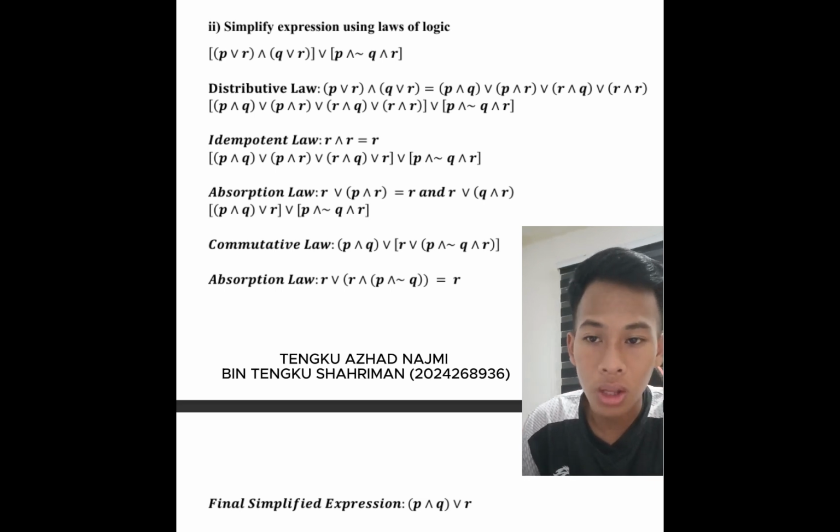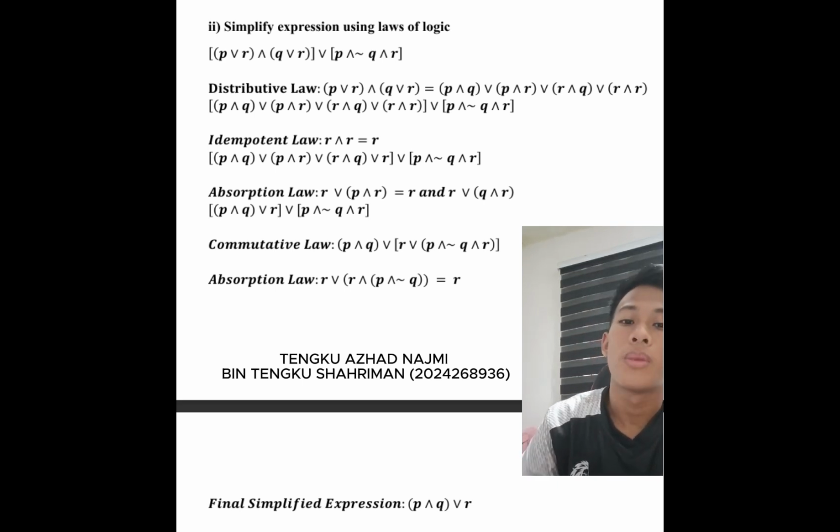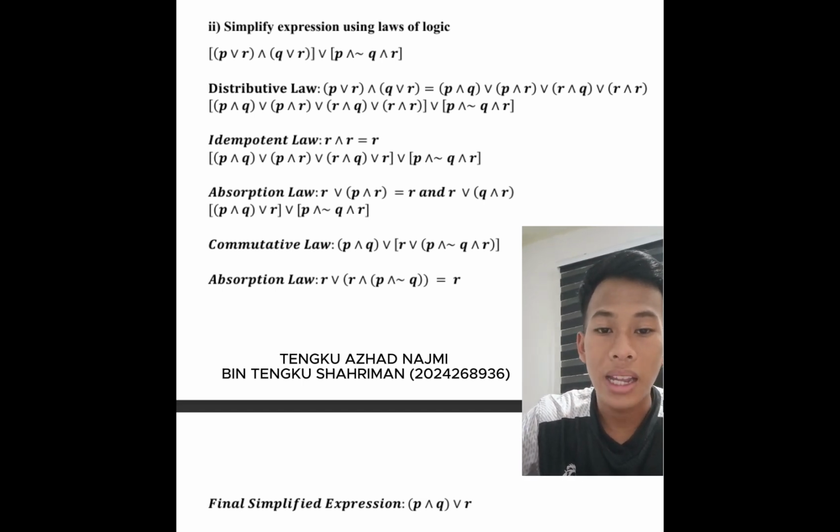Okay, first let's focus on the left side of the bracket. We apply the distributive law, which works like expanding algebraic brackets. We multiply every term in the first group by every term in the second group. This gives us four new terms: P and Q, P and R, Q and R, and finally R and R. Next, to simplify, look at the term R and R. According to the idempotent law, stating the same thing twice is redundant. So R and R just becomes a single R. This helps us clean up the equation.